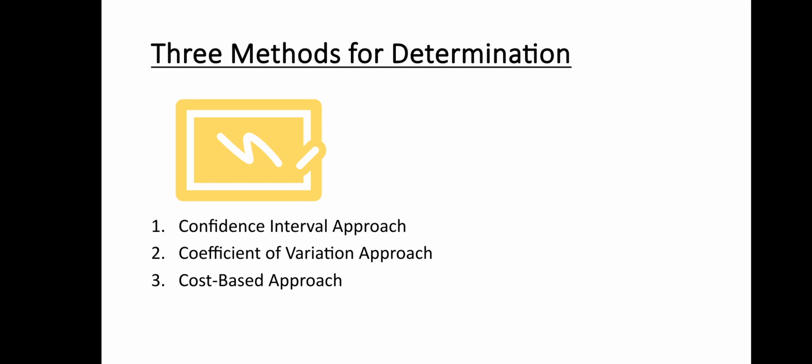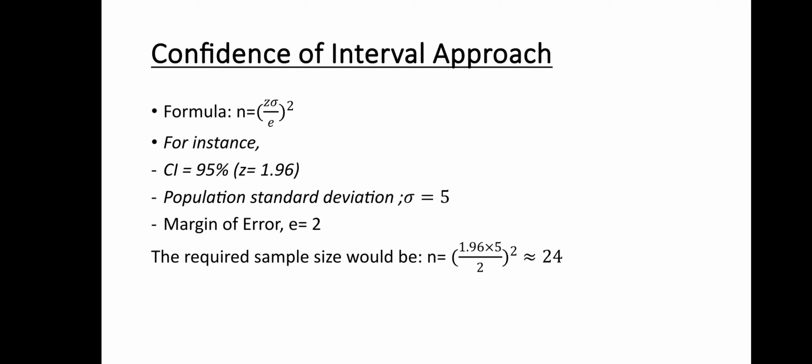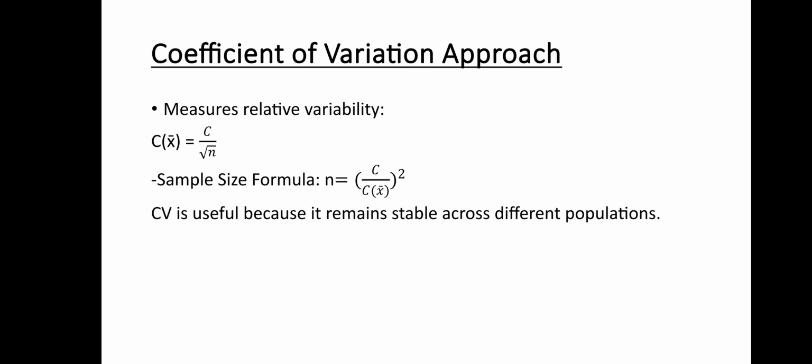There are three main approaches to determining sample sizes: confidence interval approach, coefficient of variation approach, and cost based approach. Confidence interval approach: here Z is for our confidence interval level, sigma is our estimated standard deviation, and E is our desired margin of error. For example, with 95% confidence, sigma equals 5 and margin of error equals 2, we need about 24 samples.